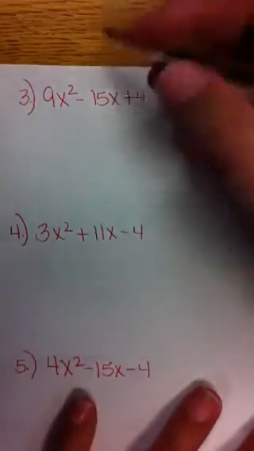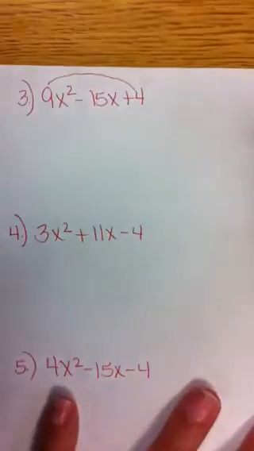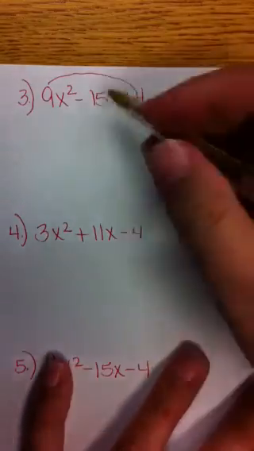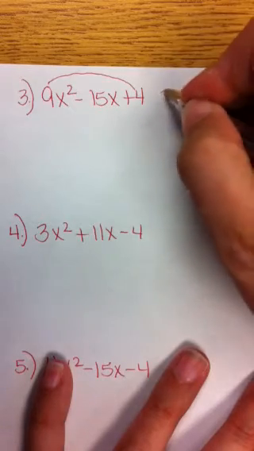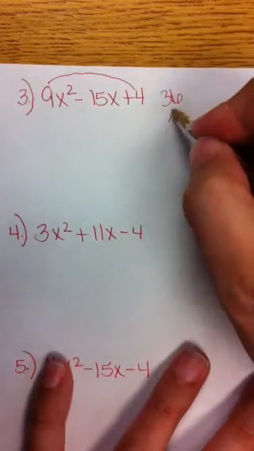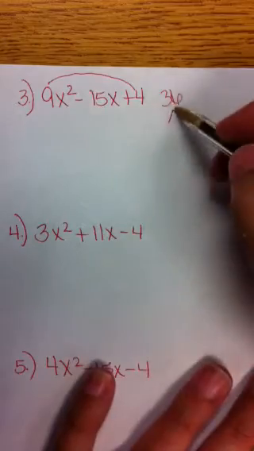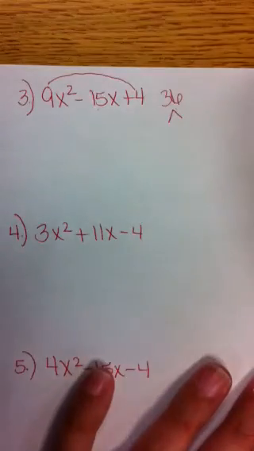Okay, so problem number 3. Now we're going to throw in some negatives, so that makes it a little bit more tricky. 9 times positive 4 is 36. We still factor. Two numbers that multiply to 36 and add up to negative 15.